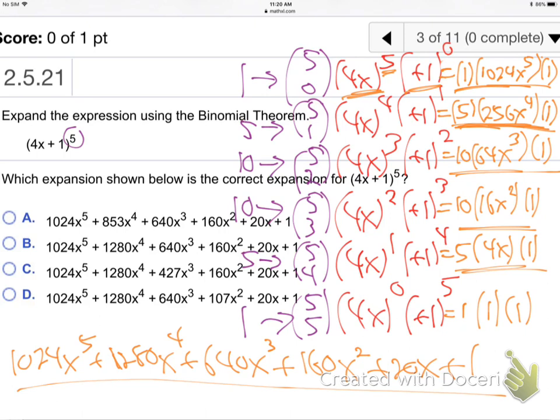Does that make sense? Questions I can answer on that? Is that pattern making sense? So again, you get two things, binomial, you got a 4x and a 1. Take the first thing, 5, 4, 3, 2, 1, 0. And then the second thing, starting from the bottom, 5, 4, 3, 2, 1, 0. And then in the front, you start with 5, 0, 1, 2, 3, 4, 5. Figure out what those are and multiply them all together. That's the binomial theorem. All right. Y'all got that down?